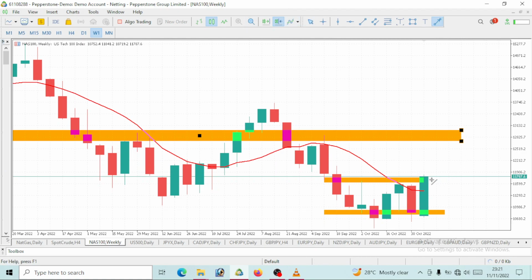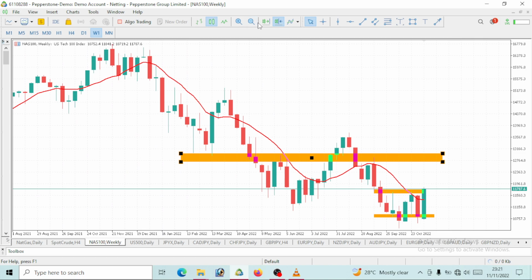We are currently trading at 11,778. So let's see this Nasdaq 100 move up to a level of 12,000 plus. Nasdaq 100, we are still on a bullish move. And I think one of the reasons is we are seeing a bearish move on our DXY. The DXY has been dropping.